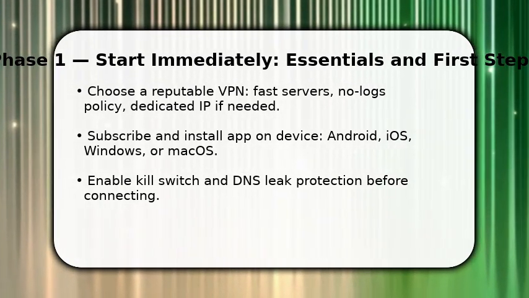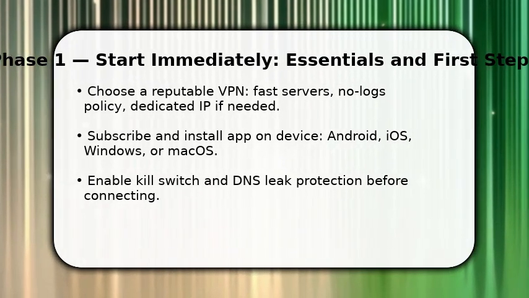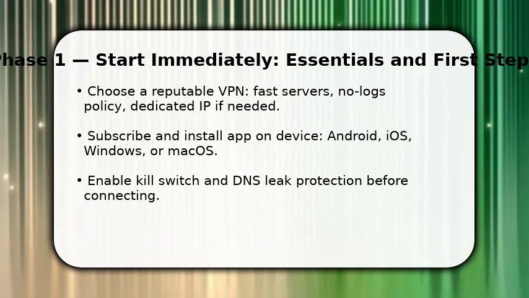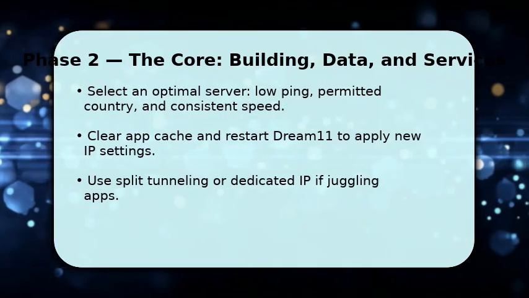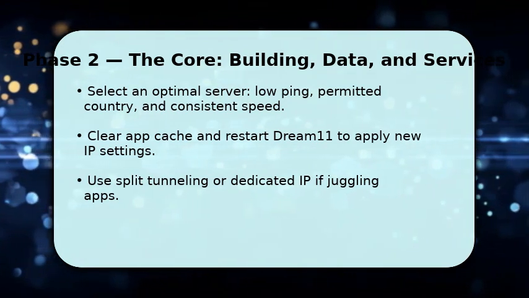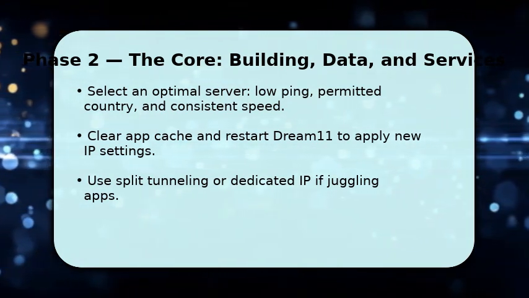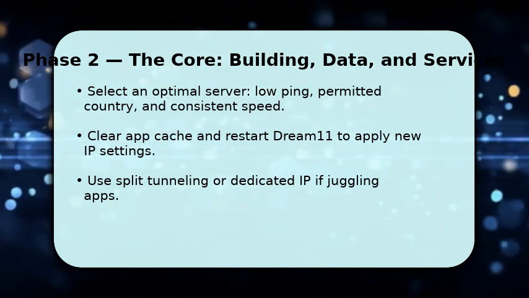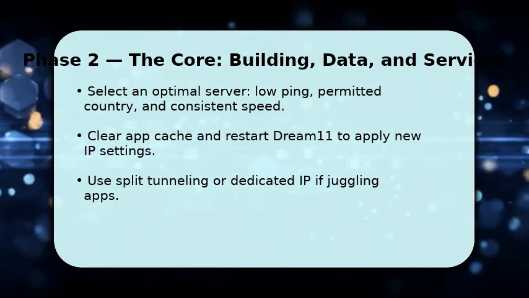After that, choose a nearby server in the permitted region to minimize latency. This gets you ready for logging into Dream11. You now connect to the optimal server. Pick a low-ping server in a permitted country to reduce lag and avoid account flags. Once connected, clear the Dream11 app cache and fully restart the app so it reads the new IP and region.